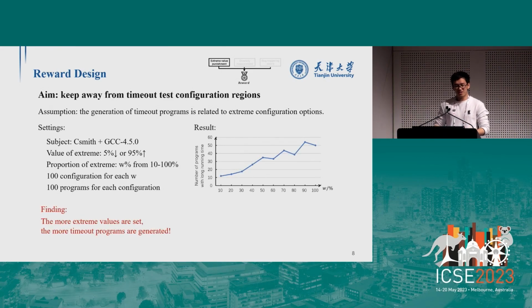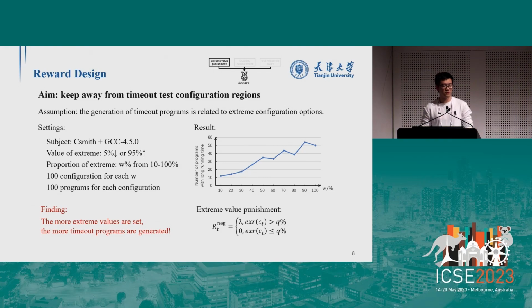And the result shows that the more extreme value options are set, the more timeout test programs will be generated. So we design our extreme value punishment to prevent MCS from the exploration for timeout ones.